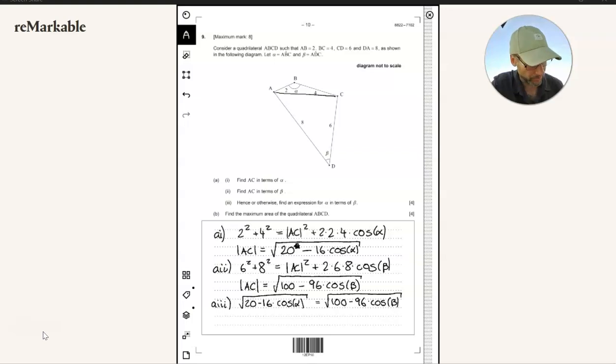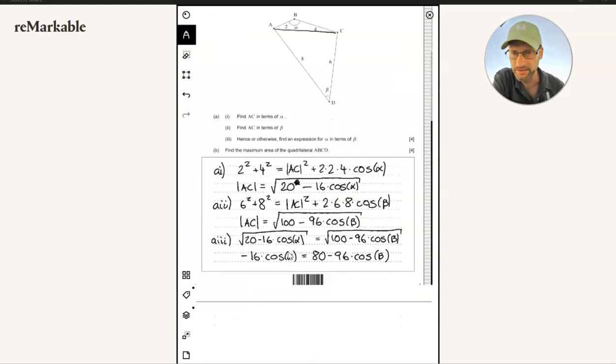We can start by squaring both sides, taking away the square roots. So that leaves the same thing without the square roots, and then we can subtract 20 on both sides. I think that's what I can manage by now. So minus 16 times cosine of alpha is equal to 100 minus 20 over there. So that's 80 minus 96 times cosine of beta. And dividing by minus 16 on both sides, we get cosine of alpha.